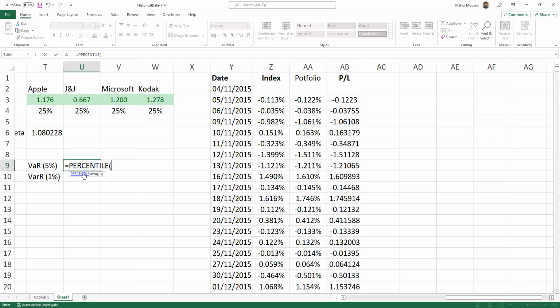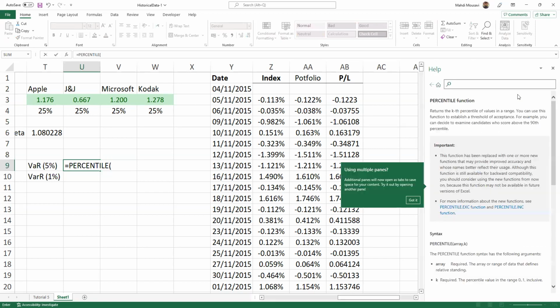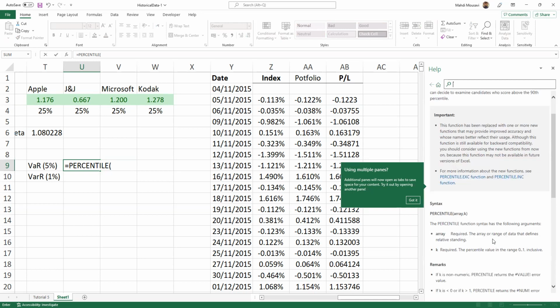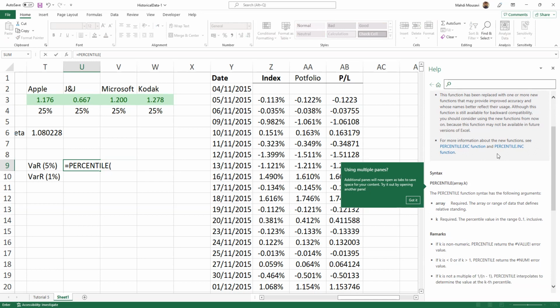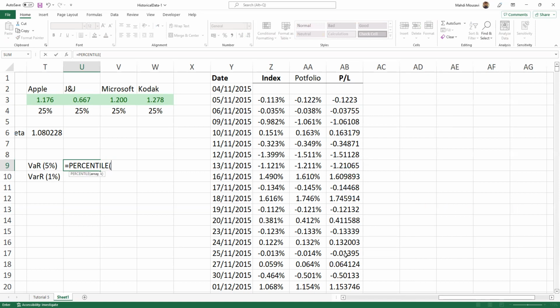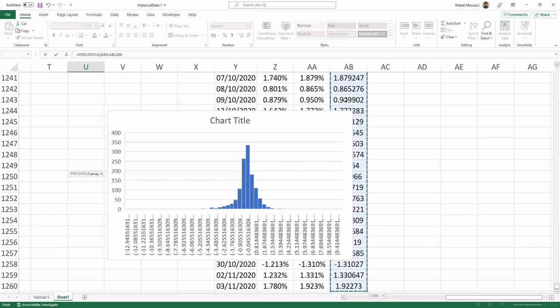So if you look at this function description, it actually explains it for you. So what does it do? We have an array or range of data, and the percentile value in the range of 0 and 1 would be picked up. In other words, this series of data would be ranked from the smallest to the largest, and the kth item would be picked up from that series.